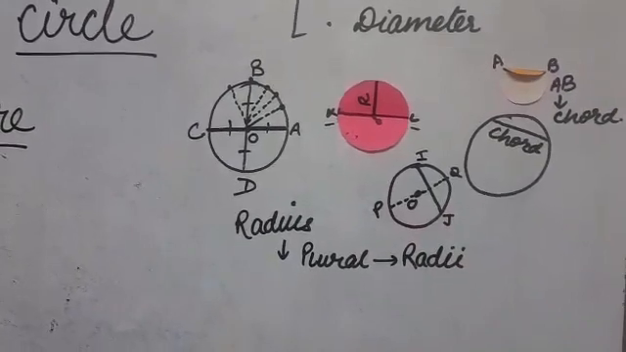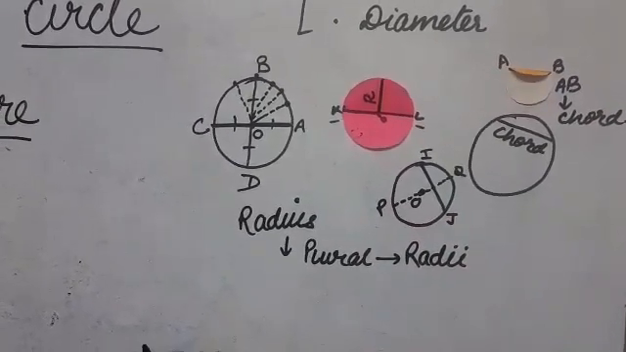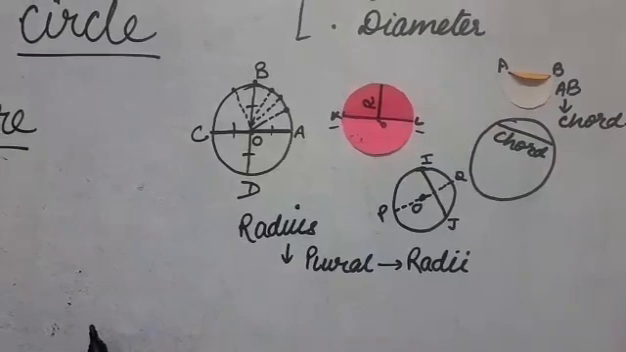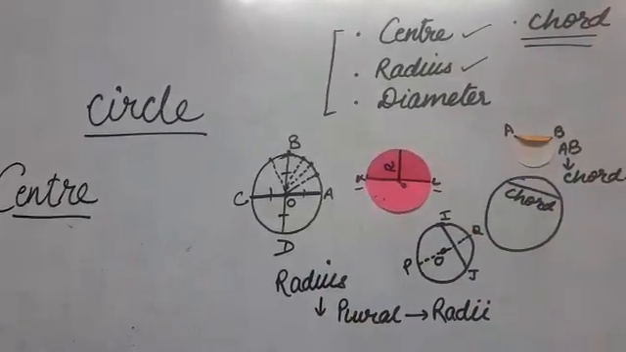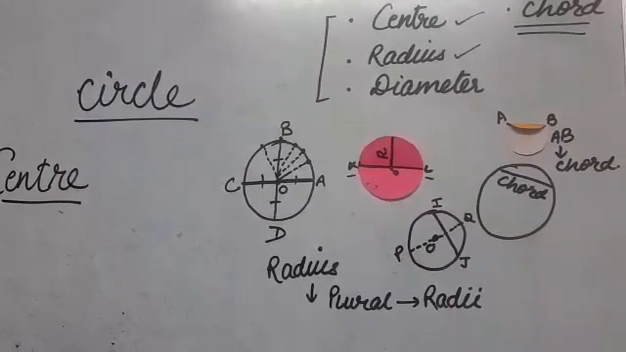I hope you have understood this. So you have to do this activity in your notebook. By paper folding activity, you have to show center, radius, diameter and chord.